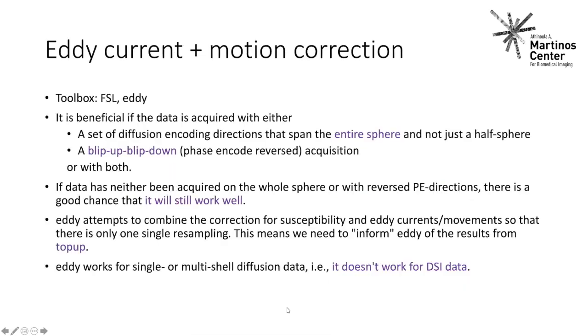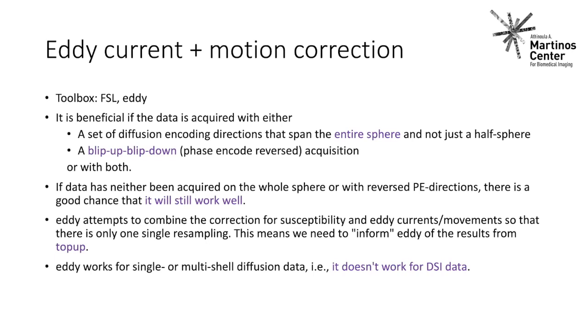And the next one is eddy current plus motion correction. Again, the toolbox is FSL eddy. It is beneficial if the data is acquired with either a set of diffusion encoding directions that span the entire sphere and not just a half sphere, or you can acquire a blip up, blip down phase encode reverse acquisition, or with both, because usually we combine the usage of eddy with top up.